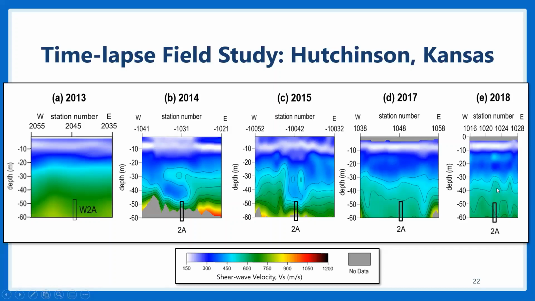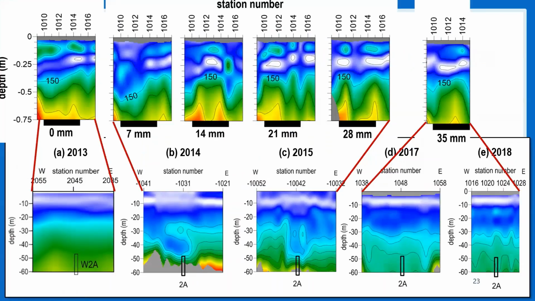As we move into 18, you see that same almost lateral distribution of velocity around the well, but now the velocity is slightly higher, at least than in 2017.